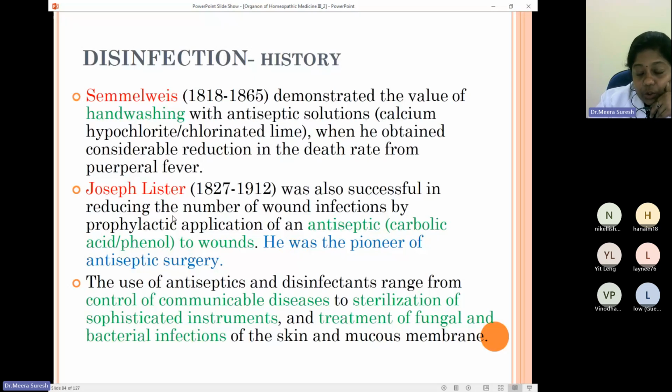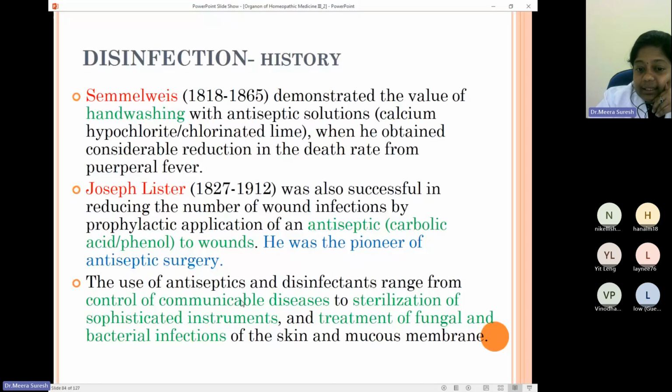The second person, who is also a pioneer, we can say the pioneer of antiseptic surgery, was Joseph Lister. He was a microbiologist and also a physician, and he reduced the number of wound infections by prophylactic application of an antiseptic; he used carbolic acid or phenol on wounds, so that the wounds didn't go into a septic stage. So these are the two important people we have to remember whenever we deal with disinfection: Semmelweis and Joseph Lister.